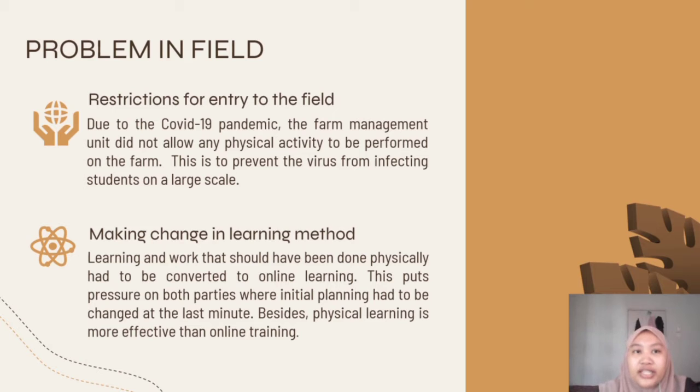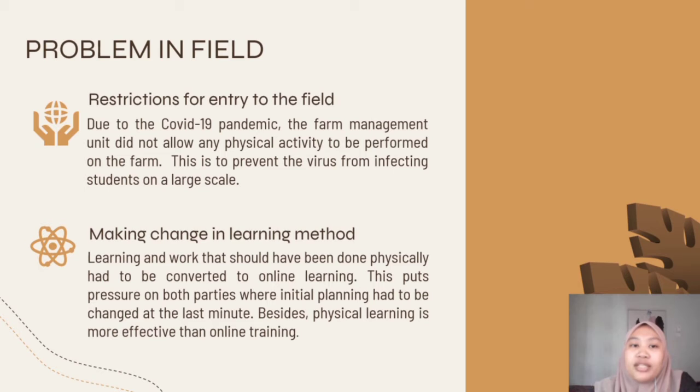Next, I will explain the problems in the field. The first problem is restriction for entry to the field. Due to the COVID-19 pandemic, the farm management unit did not allow any physical activity to be performed on the farm. This is to prevent the virus from affecting students on a large scale.